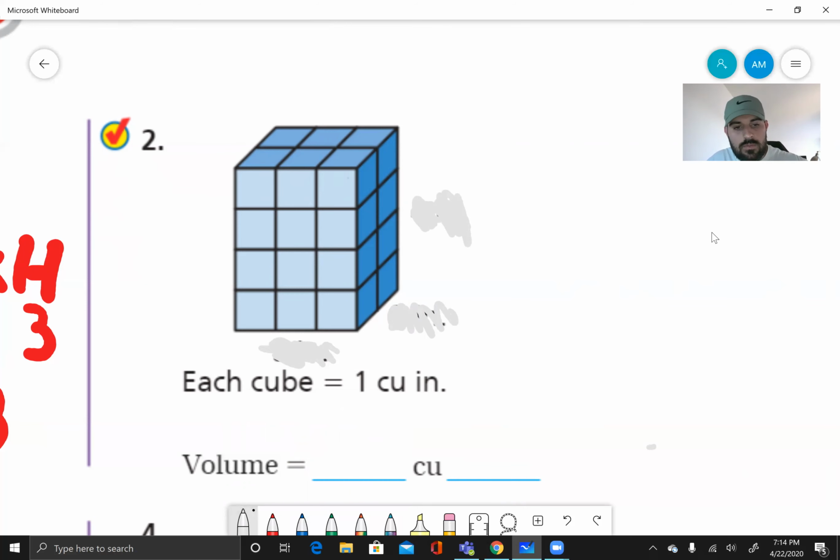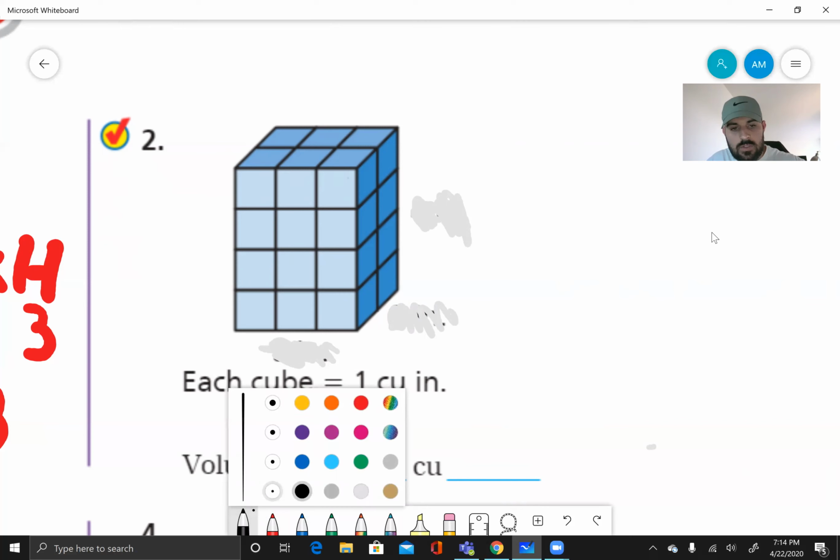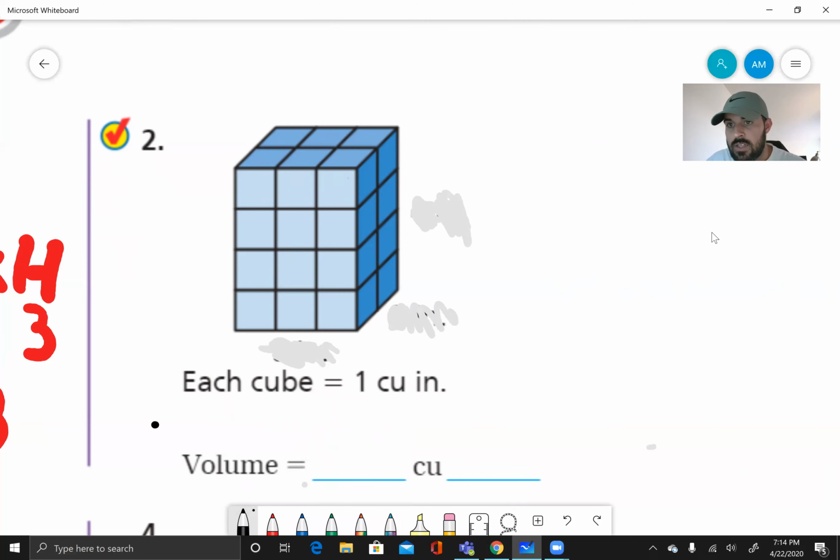How would I be able to find the volume of this? Very simple. Count the length. I have 1, 2, 3 in length. I have 1, 2 in width, and I have 1, 2, 3, 4 in height.